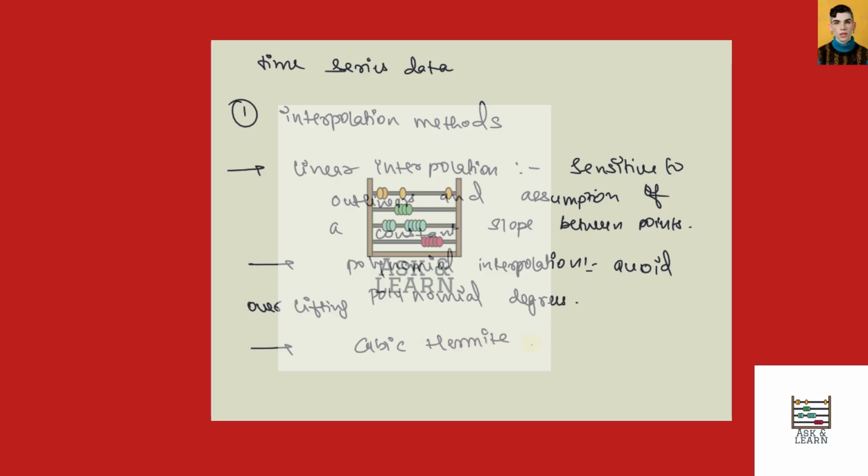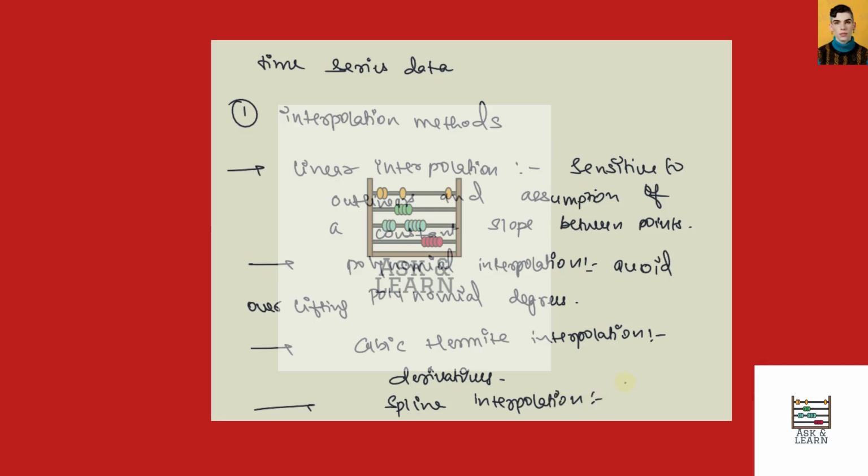Now, similarly, the next interpolation will be cubic Hermite interpolation. For this, we know that it requires additional information about derivatives, which is not always available. So the limitation will be derivatives. Now, the next interpolation method will be spline interpolation.